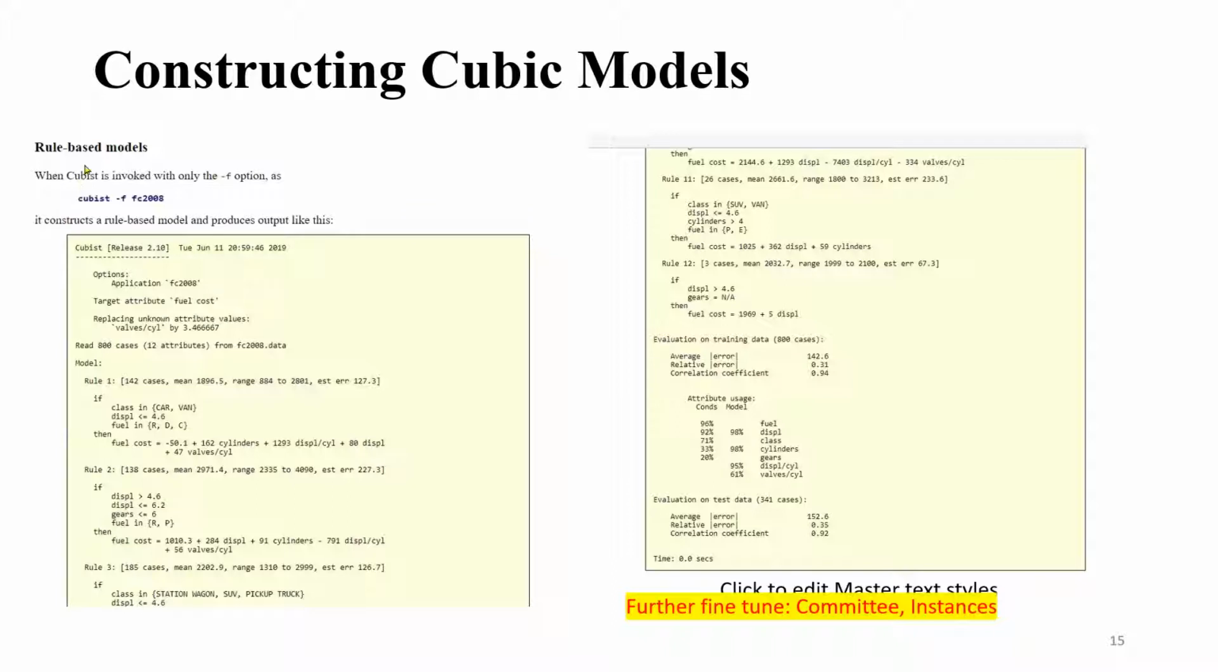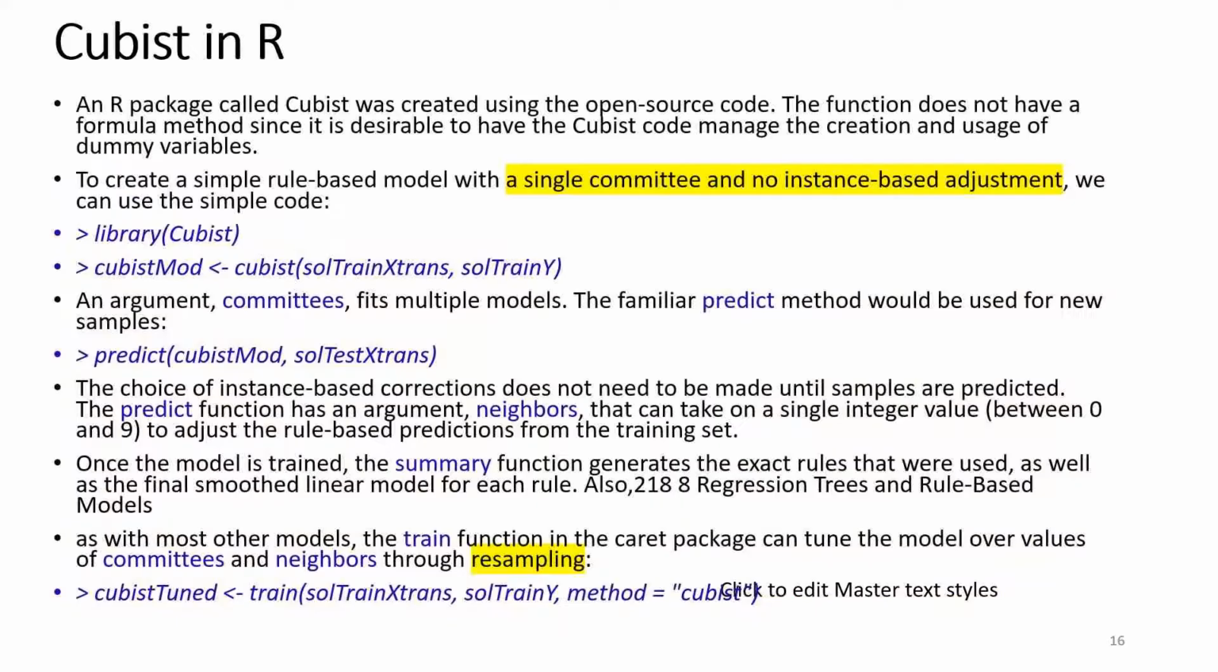If we just invoke the rule-based model without further tuning, it tells you step by step. Rule 1 will have an if-then as this formula, and then on top of that, rule 2 will apply if-then on top of rule 1, and so on and so forth. In this case, it evaluates 11 rules on top of each other. So it's pretty complicated. On top of it, it can further fine-tune by its so-called committees and instances. Here in R there is no formula because it's the Cubist team who maintains the formula, and R just invokes it as a package.